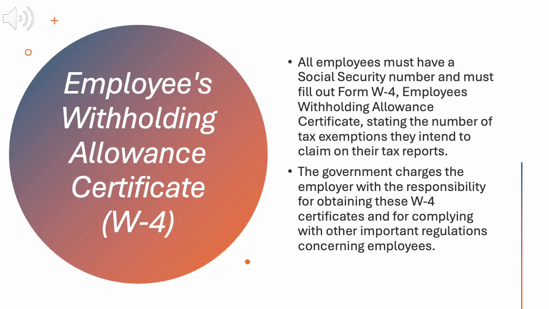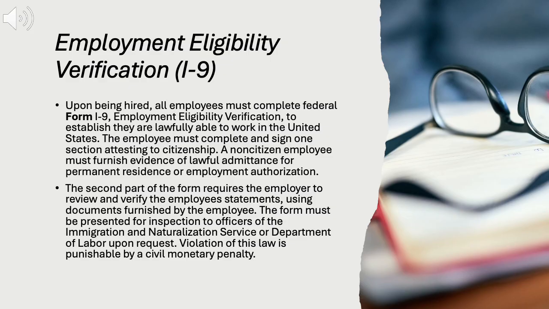The government charges the employer with the responsibility for obtaining these W-4 certificates and for complying with other important regulations concerning employees. Employment Eligibility Verification, I-9. Upon being hired, all employees must complete Federal Form I-9, Employment Eligibility Verification, to establish they are lawfully able to work in the United States. The employee must complete and sign one section attesting to citizenship. A non-citizen employee must furnish evidence of lawful admittance for permanent residence or employment authorization.